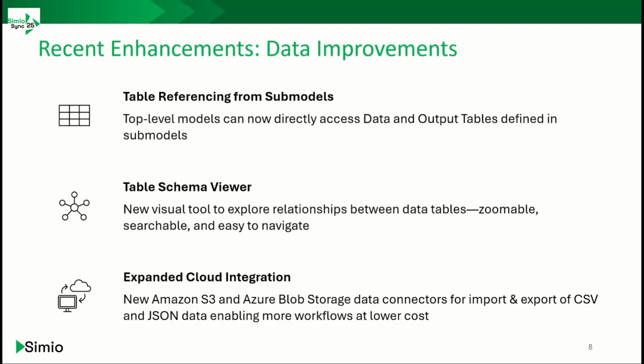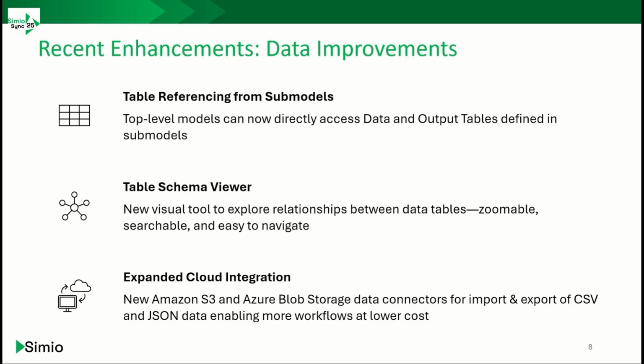Now let's turn to the data side, because version 18 introduces several features that make working with model data faster, clearer, and more connected. First up is something our users have requested for a long time: table referencing from submodels. Now, top-level models can directly access data and output tables defined inside of submodels. That means less duplication, less manual data shuffling, better visibility across your model hierarchy.